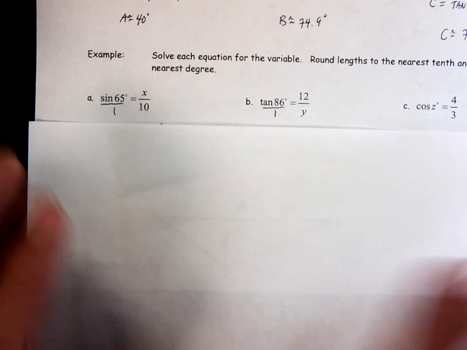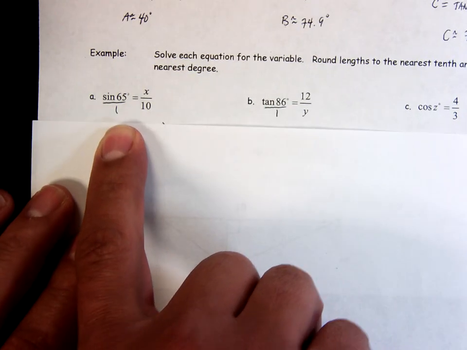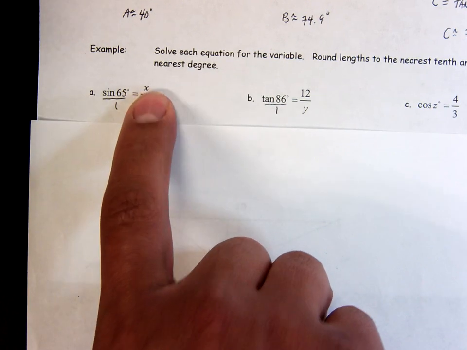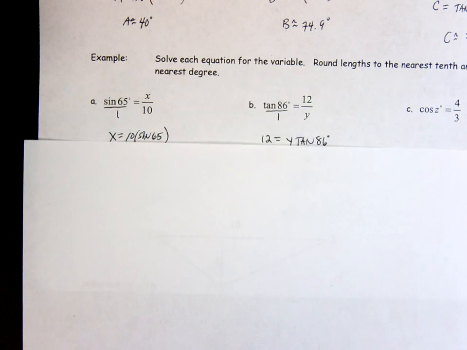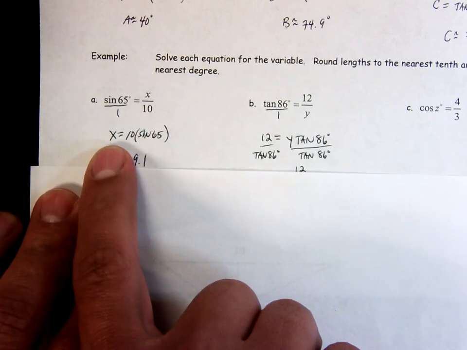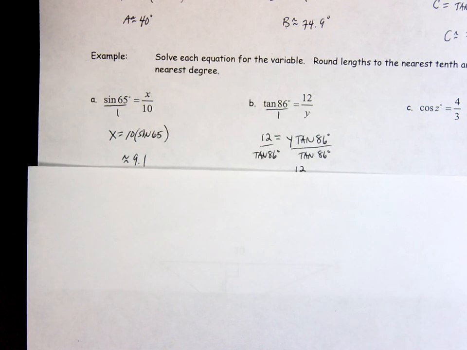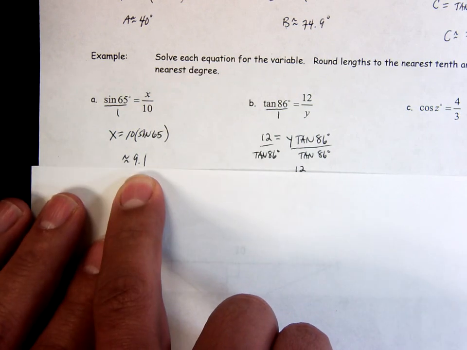This one tells me, again, a little bit of algebra to do here first. I have the sine of 65 equals x divided by 10. I cross multiply and I get that x is equal to 10 times the sine of 65. I can type all that into my calculator and I'll get roughly 9.1.